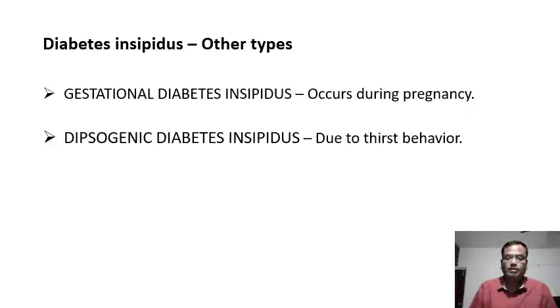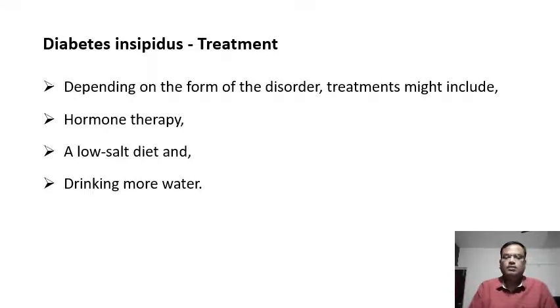Here everything is normal: ADH is produced in the correct quantity, and kidney cells are performing correctly, functioning normally. But the person, psychologically, is feeling thirsty, so he drinks a lot of water. Because of drinking a lot of water, a lot of urine is produced, and that may produce a diabetes insipidus condition. Now, what are the treatments available for this diabetes insipidus?